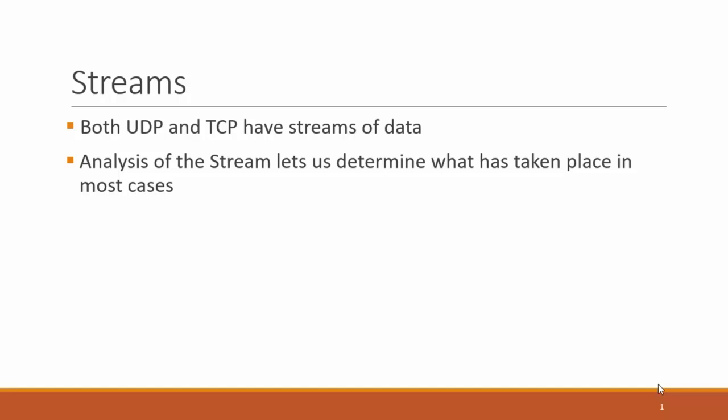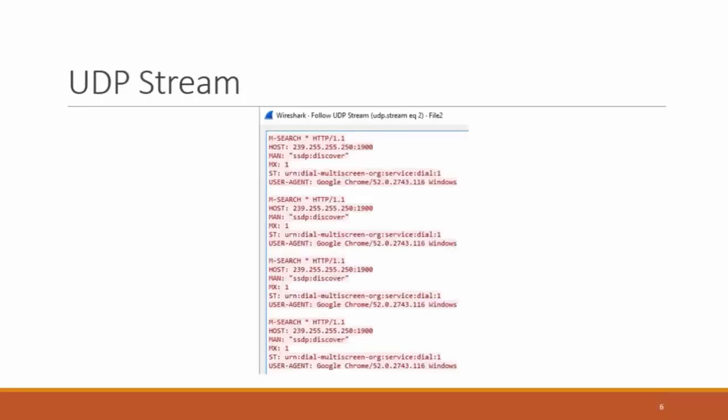It might be surprising, but both of these protocols have streams, and we can analyze these streams to determine what is taking place, and more importantly, reveal the data within some cases. You can see that UDP data is viewable, and we can determine that in this case, we have the Google Chrome browser, and it's running on Windows. All of this information is contained within the data of the packet.